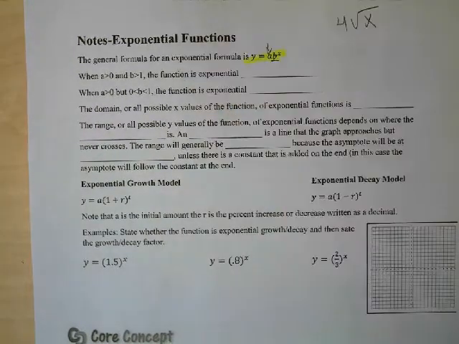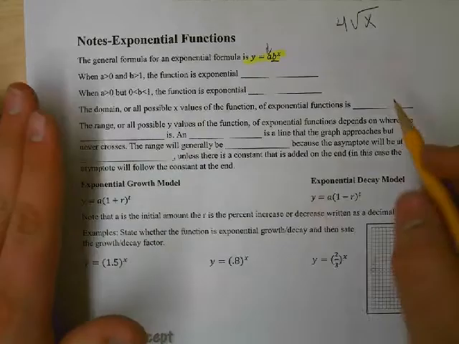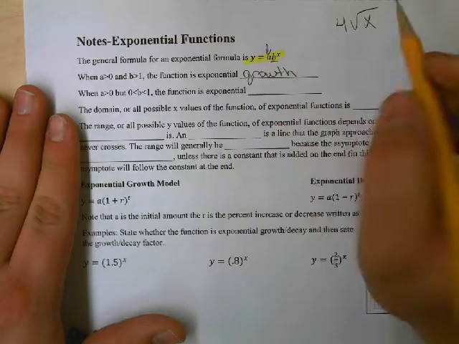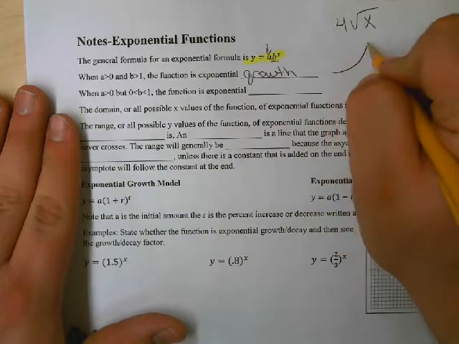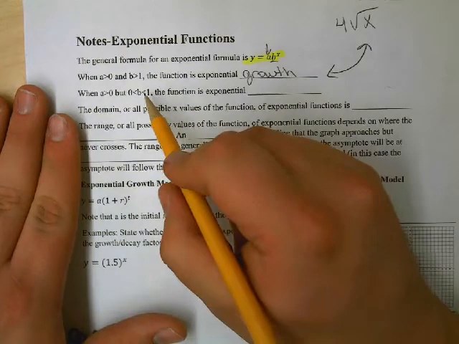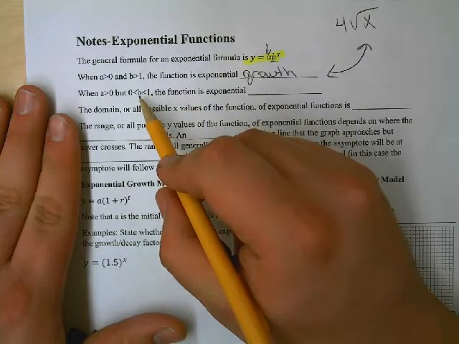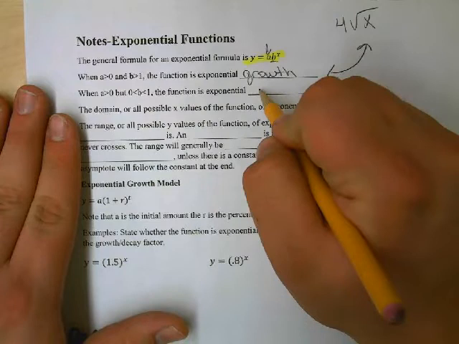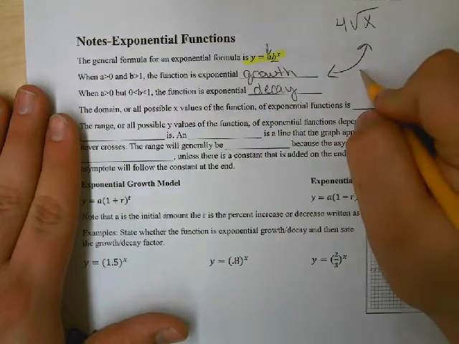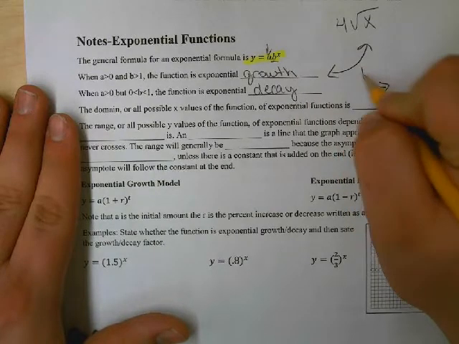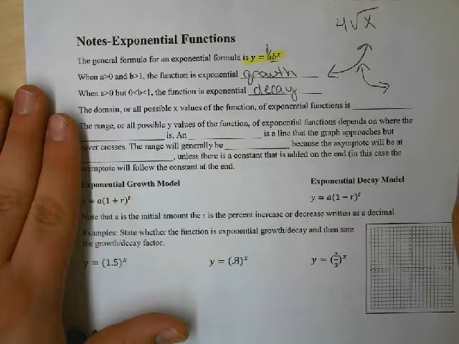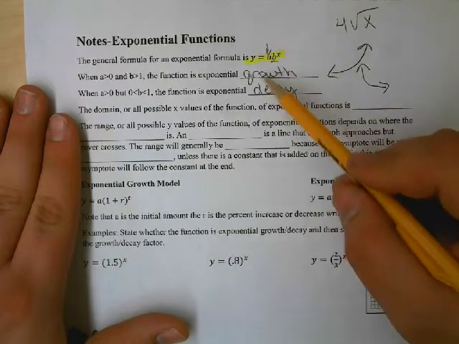So when b is greater than 1, we like to say that that was exponential growth. That's going to look like this. When b is less than 1, but greater than 0, we're going to say that's exponential decay. That's going to look a lot like this. Do we see the difference between these two?